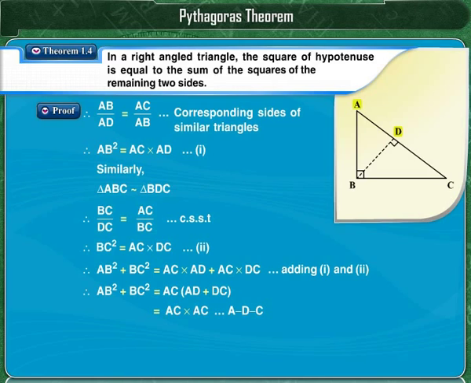between points A and C. Therefore, AB squared plus BC squared is equal to AC squared. Hence, the theorem is proved.